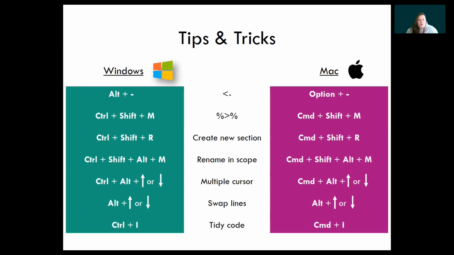You can use Control, Alt, and then the arrows up and down to use, for example, multiple cursors. You can use Alt with the arrows up and down to swap lines.